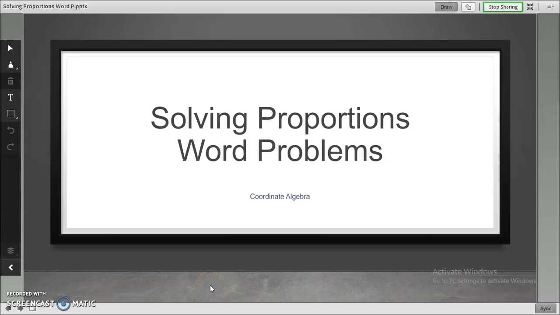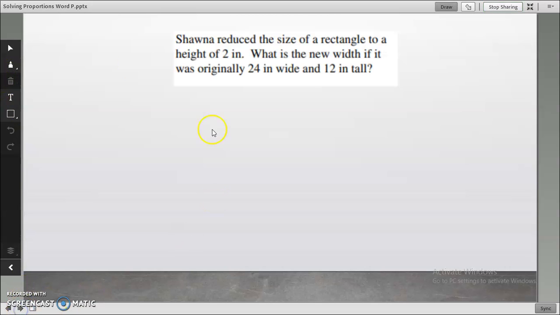Okay, so now we will look at a few examples of solving proportions word problems. So here's our first example. It says, Shawana reduced the size of a rectangle to a height of 2 inches. What is the new width if it was originally 24 inches wide and 12 inches tall?